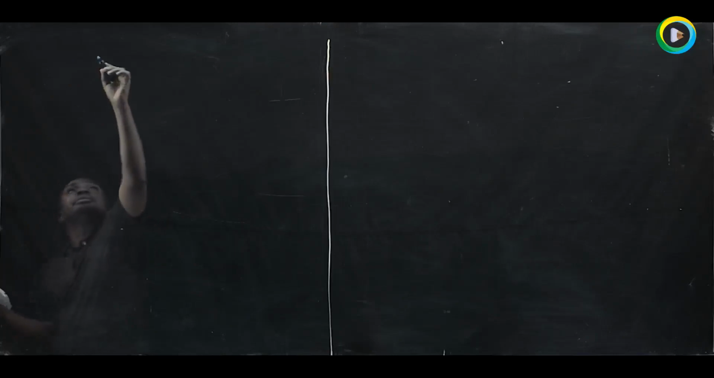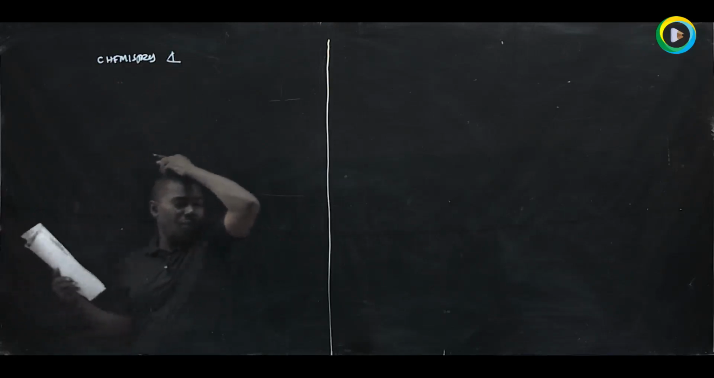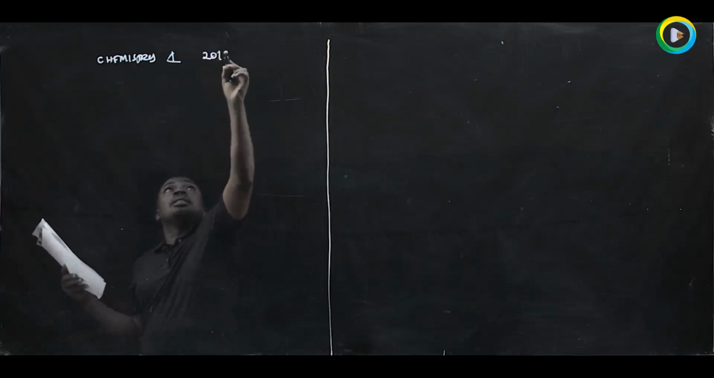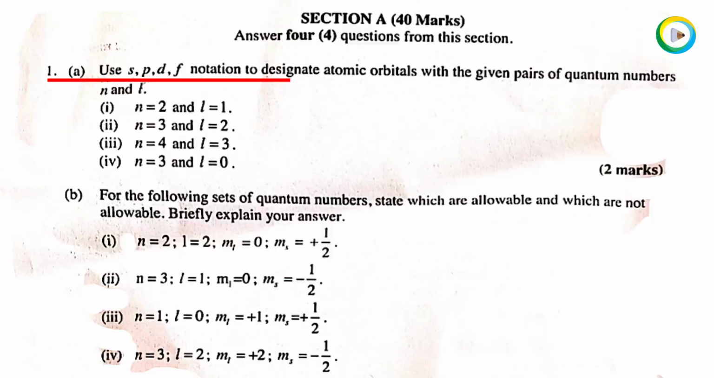Kwa chemistry paper 1, question number 1A. Use SPDF notation to designate atomic orbital of the given pair of quantum numbers N and L. Use orbitals S, P, D, and F to designate orbital of the given pair of quantum numbers, N and L.